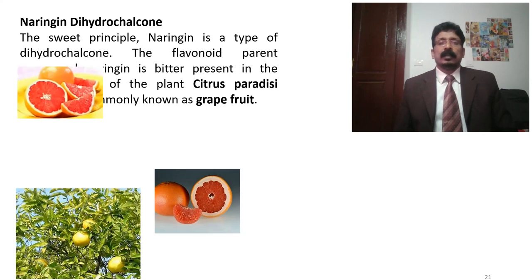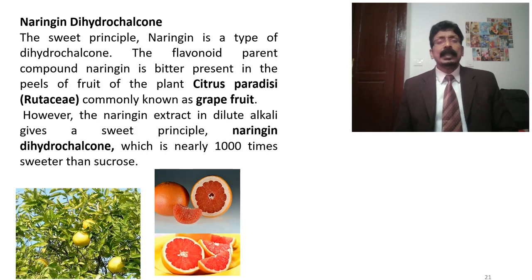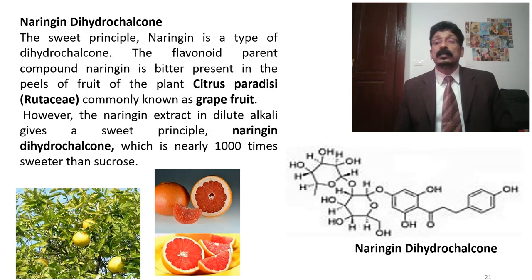It has a very good, interesting, it's also a citrus fruit. However, the naringin extract in dilute alkali gives a sweet principle, naringin dihydrochalcone, which is nearly 1,000 times sweeter than sucrose. This is the structure. Glycosidic linkage, 2 glucose, it is written like that, which is having a glycosidic linkage, naringin dihydrochalcone. Chalcone has 3 hydroxy groups, 2 benzene rings, and there is a propane group in between, propionone. It is dihydrochalcone.